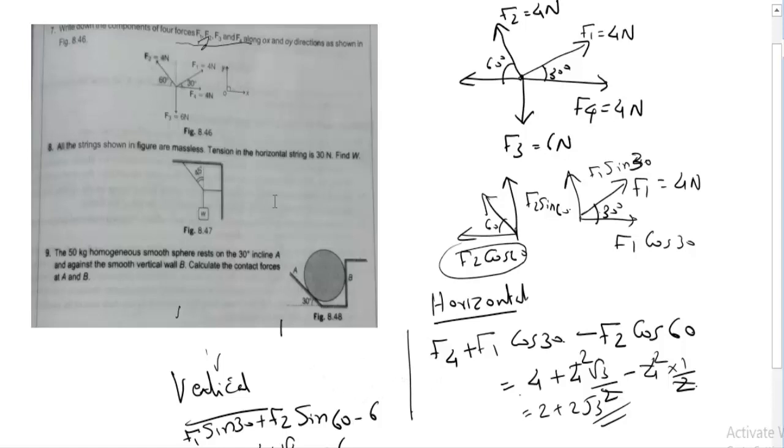Next is, all the strings shown in the figure are massless. The tension in the horizontal string is 30 Newton. Find W. To find W in this question, see here, tension is acting along this direction, which is making an angle of 45 degrees with respect to the vertical. So this will be T cos 45 and this is T sin 45, which is balancing with the weight which is acting over here.